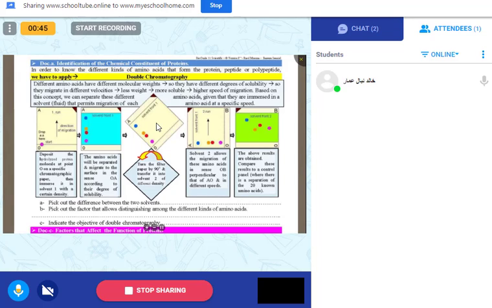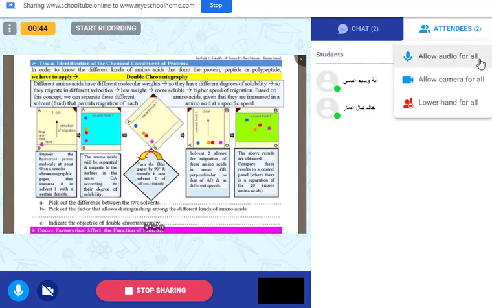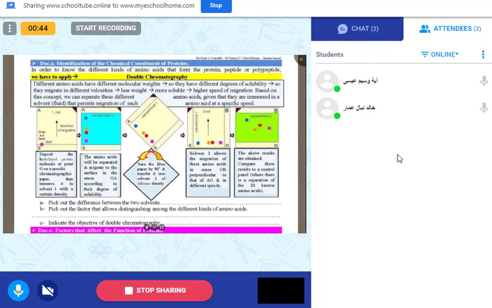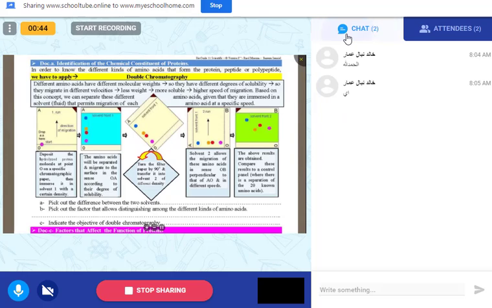Right. How many amino acids we have in nature, ya Khalid? Aya with us, come in. Okay, how many amino acids we have in nature, if you remember?